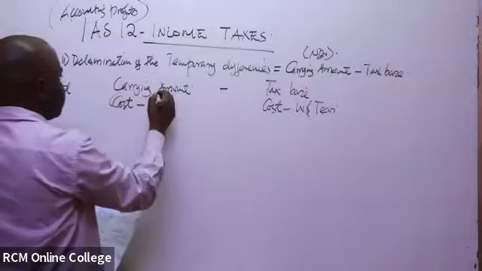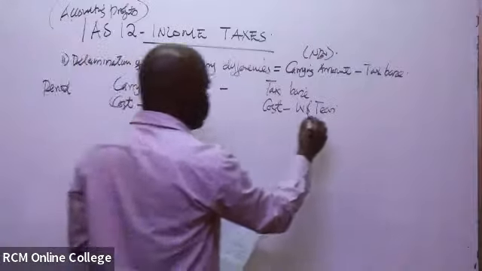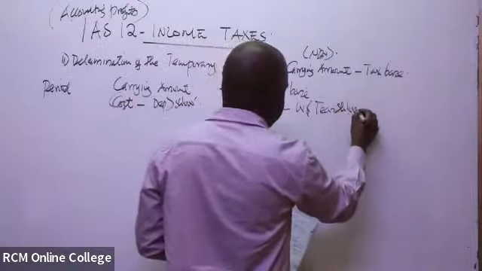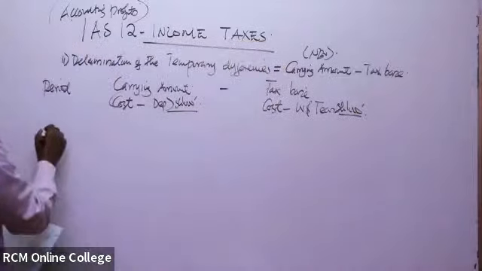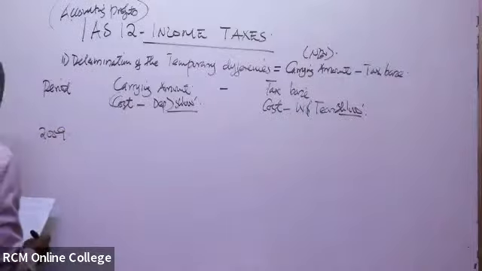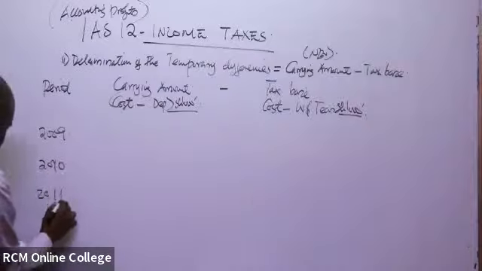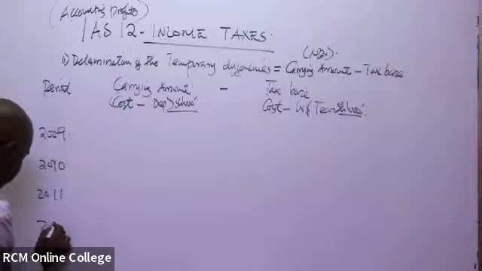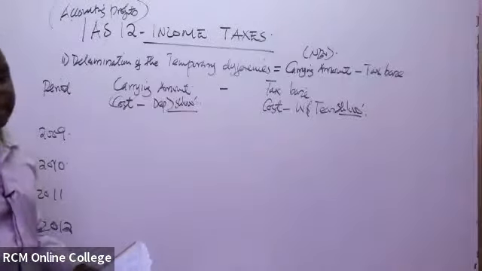So we can basically put our figures to be in thousands. Don't forget that. We have 4 years: 2009, 2010, 2011, then 2012. The cost of the asset is how much? It is actually 4 million.